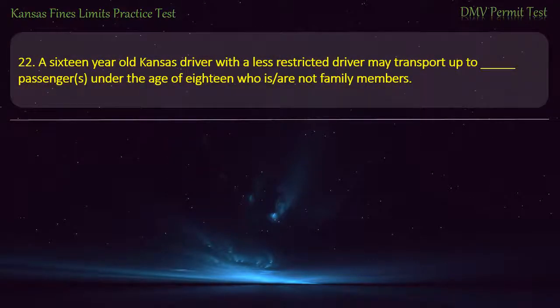Question 22. A 16-year-old Kansas driver with a less restricted license may transport up to blank passengers under the age of 18 who are not family members. 2. 1. 3. 4. Answer. 1.